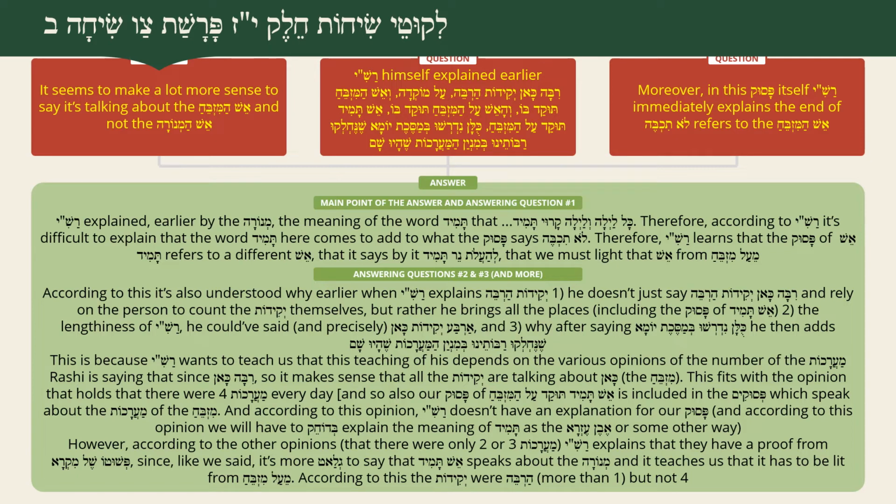And he also concludes "Shenechleku Rabbi Seinu b'minyan hamarachas shahayu sham," to indicate that there are other opinions, which is the opinion of our Rashi, that there weren't 4 marachas, there were only 3, because our pasuk is talking about the menorah. So he doesn't say "Arba," only 4, because there are different opinions about it.